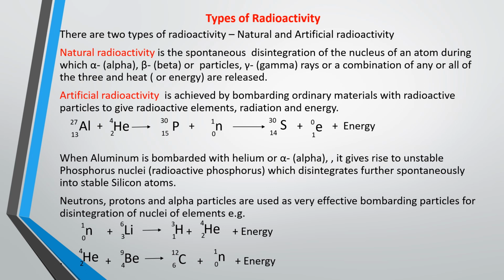So basically, there are two types of radioactivity. We have natural radioactivity and artificial radioactivity. Natural radioactivity is the spontaneous decay or disintegration of the nucleus of an atom, during which alpha, beta, and gamma particles, or a combination of any two or all of them, are released plus heat energy.